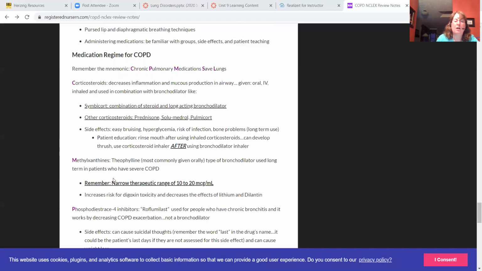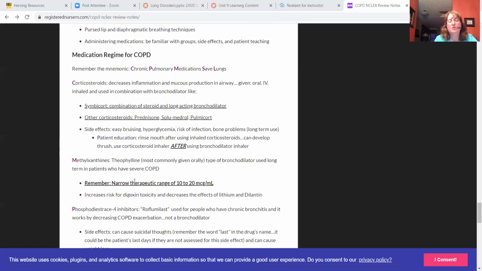So when you are on that medicine, you have a narrow therapeutic range. So you have to stay between 10 and 20 micrograms per milliliter. If you're not there, then you can be toxic or it's just not going to work well for you.